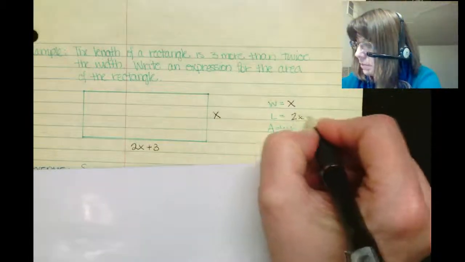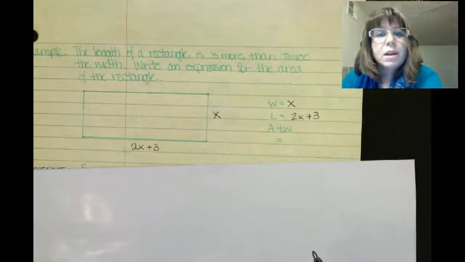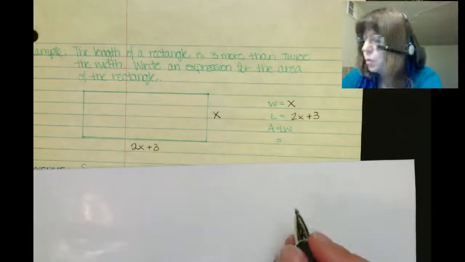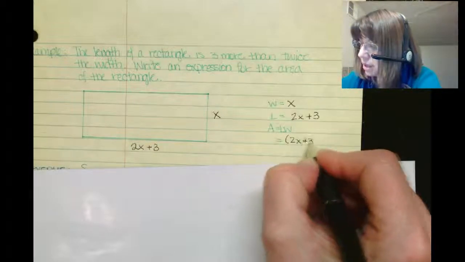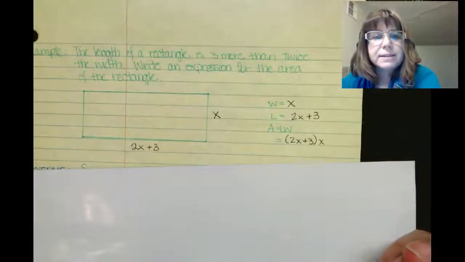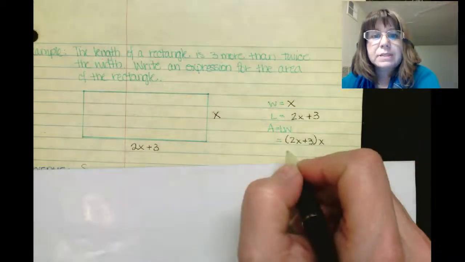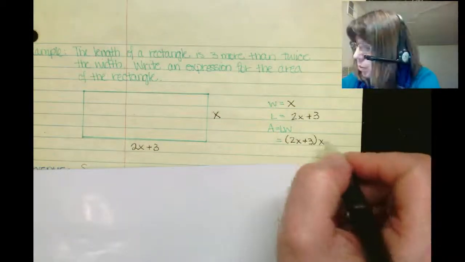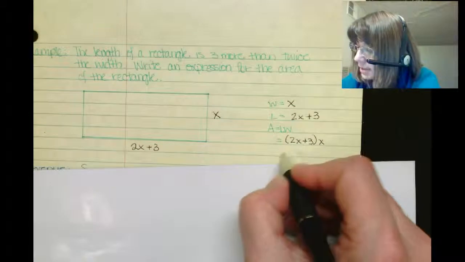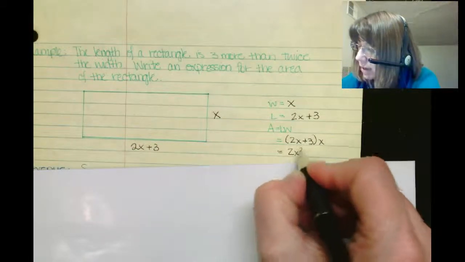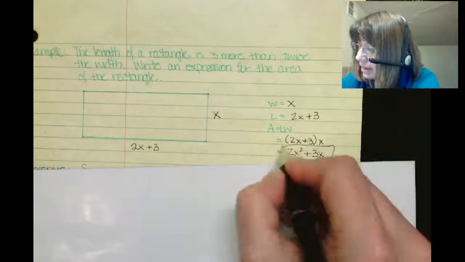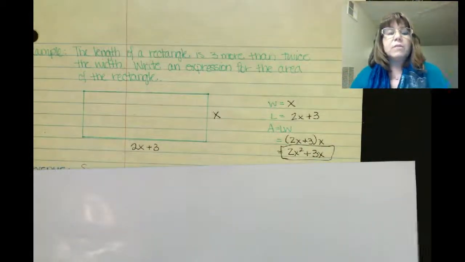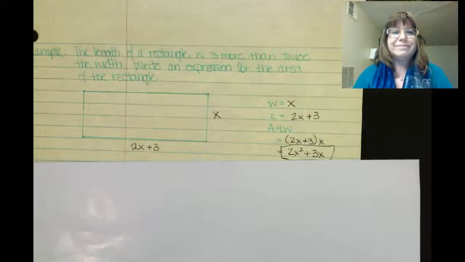So 2x plus 3. But the area is the length times the width. So that's just 2x plus 3 multiplied by x. Now I'm going to distribute the x back to the 2x plus 3. So x times 2x will be 2x squared, and x times 3 is plus 3x. That is my expression for the area of this rectangle.